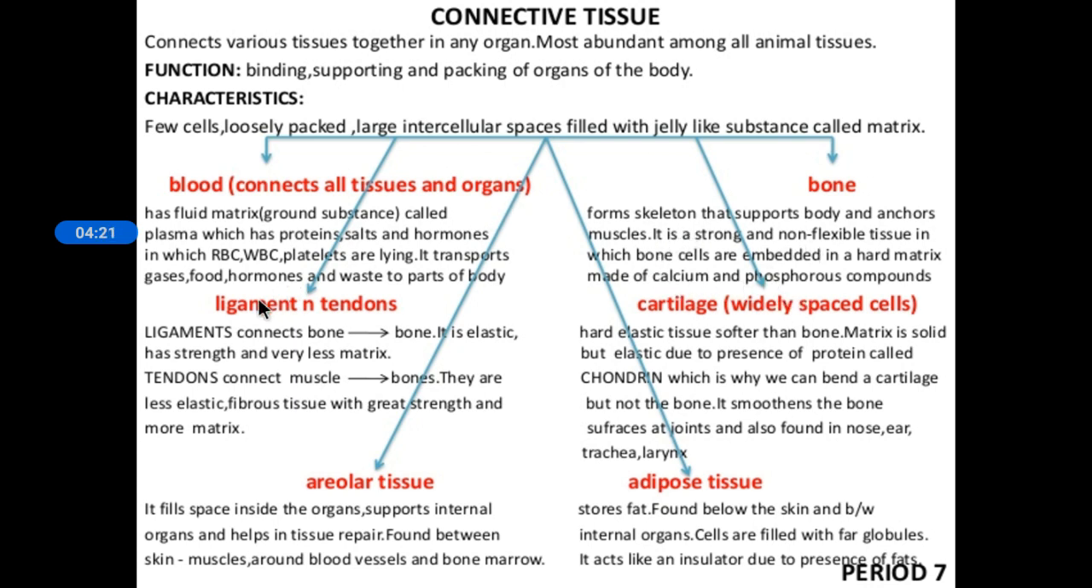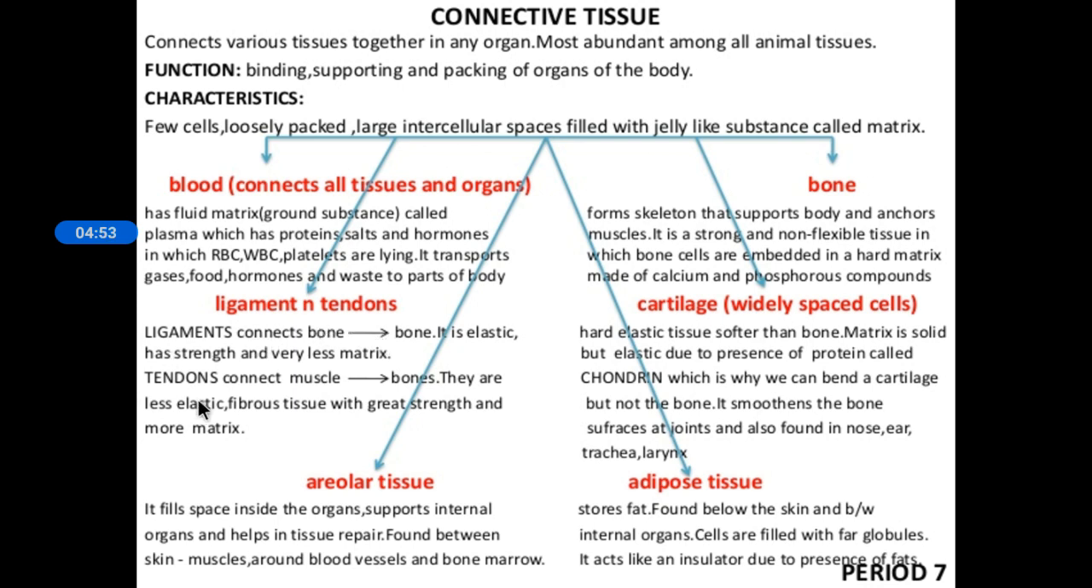Okay, so next are the ligament and tendons. Very important, don't get confused about what ligaments and tendons are. Ligaments connect two bones. They are elastic, with less strength and very little matrix. That is why we are able to move and hold things, because they are elastic. So ligaments connect two bones.